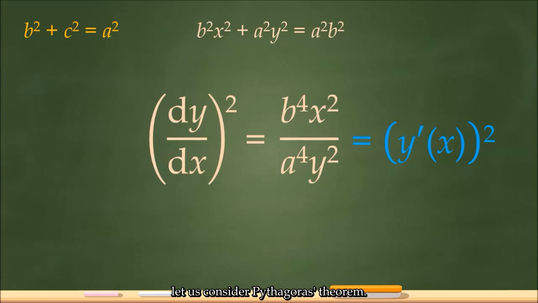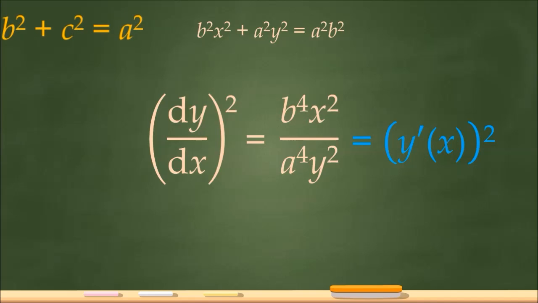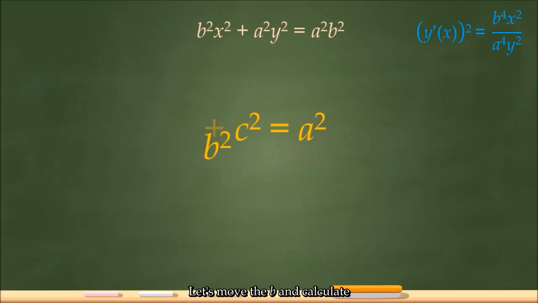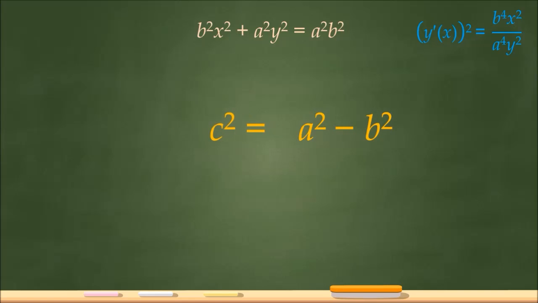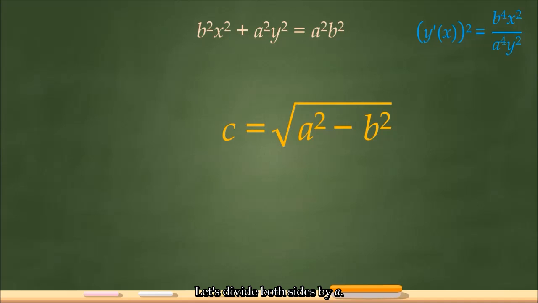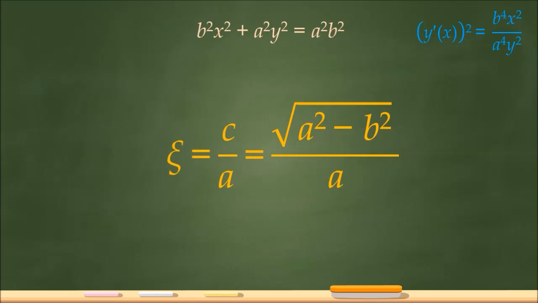Now, let us consider Pythagoras' theorem. Let's move the b and calculate the square root on both sides. Let's divide both sides by a. Let's call this expression xc. This quantity, xc, is called eccentricity.